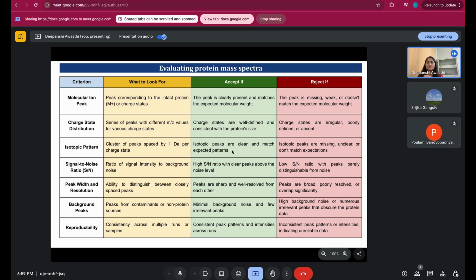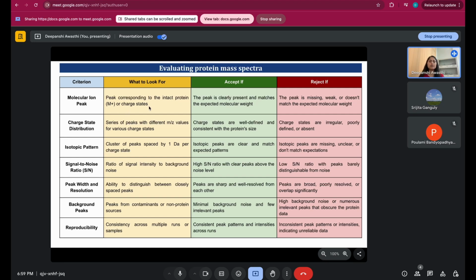And now, how to evaluate the protein mass spectra. This slide contains the information on what things you should keep in mind whenever you are observing a spectrum, whether it is a genuine spectrum and whether you should consider that peak or not. So the first criterion is to look at the molecular ion peak, and that peak corresponds to the intact protein, or M positive, or the charged state.